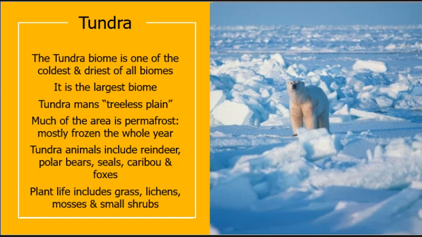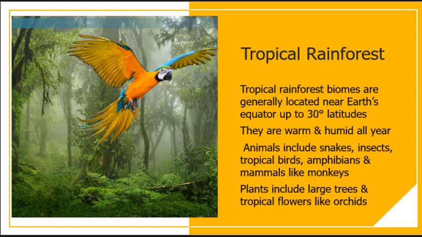The tundra is one of the coldest and driest, interestingly, of all the biomes. Tundra means treeless plain. Much of the area is considered permafrost. That means the ground is frozen all year round, even if there's not snow on it. And if there's frozen ground, it makes it difficult for plants to grow. There are no real trees in the tundra area. Animals include reindeer, polar bears, seals, caribou, foxes. Plant life includes shrubby grasses and lichens, all very low to the ground, small shrubs.